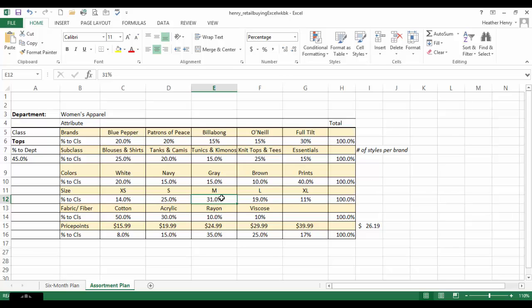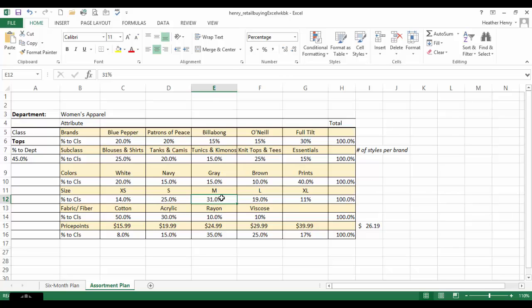We see once we get to the brands and the vendors, whatever we're buying, we need to target for our brands to be pretty close to what we currently have for them. So Blue Pepper is about 20% of the inventory, so that's what we should buy. Patrons of Peace is about 20% of the inventory as well. We need to make sure we still represent them in the 20%. Billabong is about 15, O'Neill 15, and Full Tilt is about 30. So we definitely need to make sure that we continue to purchase our Full Tilt products at about 30%. So this is how we're going to look at it.